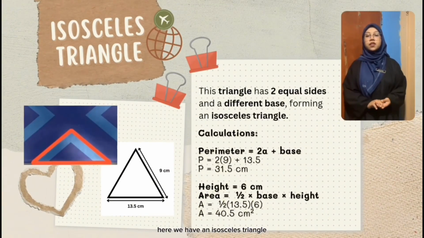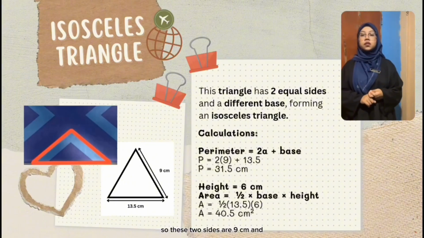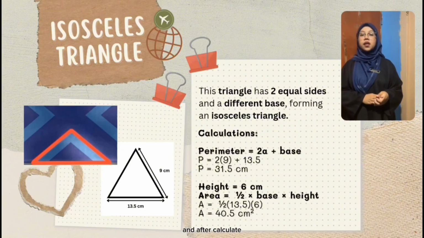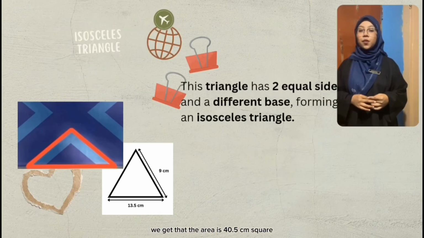Here we have an isosceles triangle where 2 sides are equal. So these 2 sides are 9 cm and the base is 13.5 cm. For the perimeter, we add all together and we got that the perimeter of the triangle is 31.5 cm. With a height of 6 cm, area equals half times base times height, and after calculating, we got that the area is 40.5 cm square.